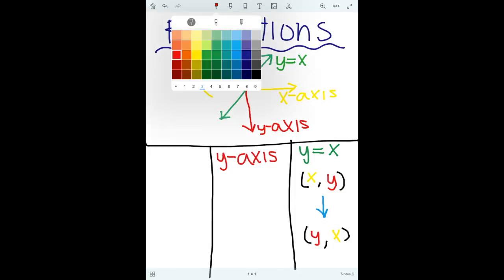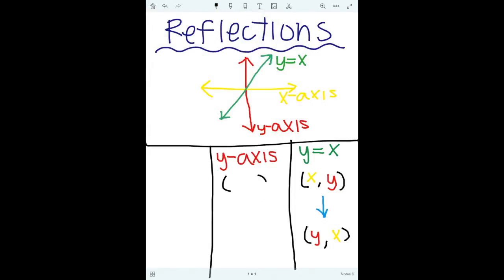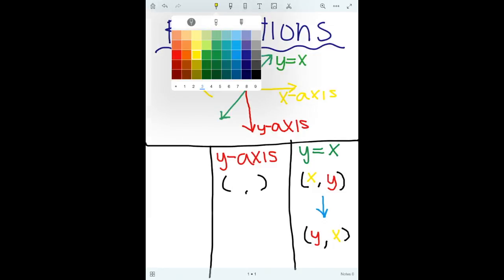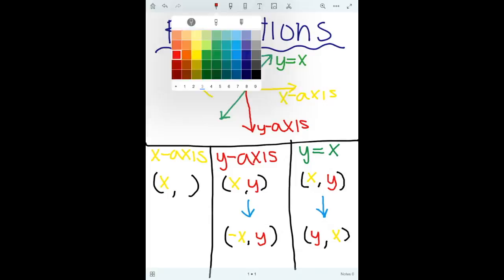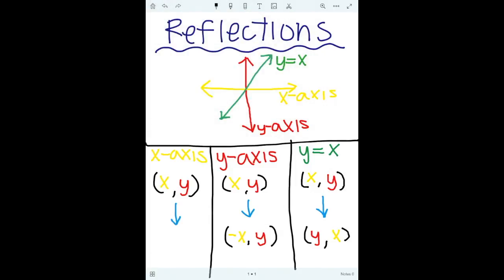To reflect over the y-axis, you're going to make your x variable negative. So if your variable is already a negative, you would make it a positive. And if it's a positive, you would make it a negative. Now for reflecting across the x-axis, you're going to do the same thing but to y. If y is already negative, make it a positive. If y is already positive, make it a negative. It's really quite simple, and you'll see that in our next problem.